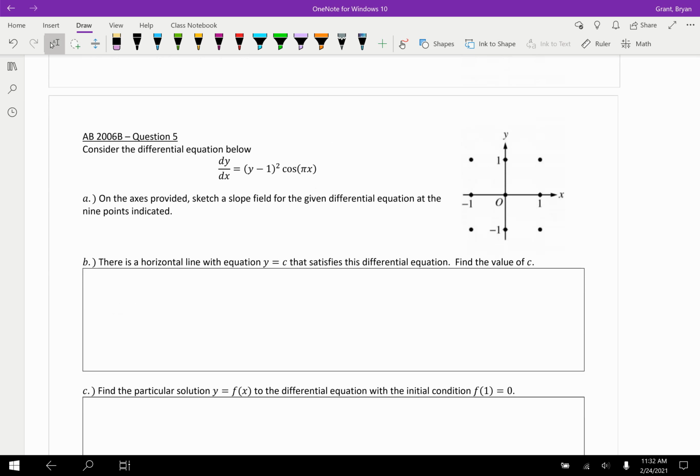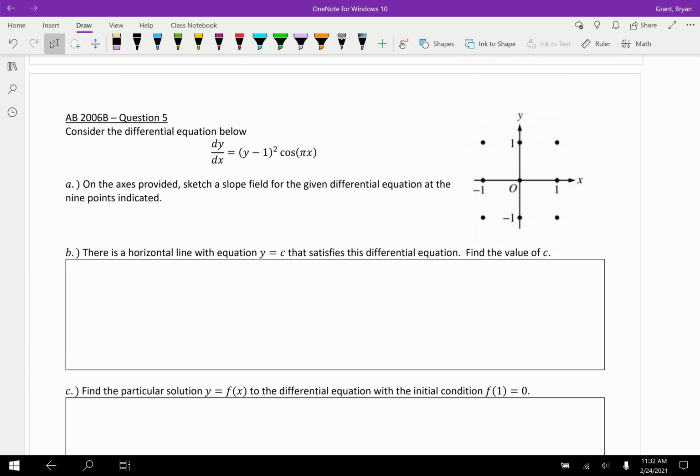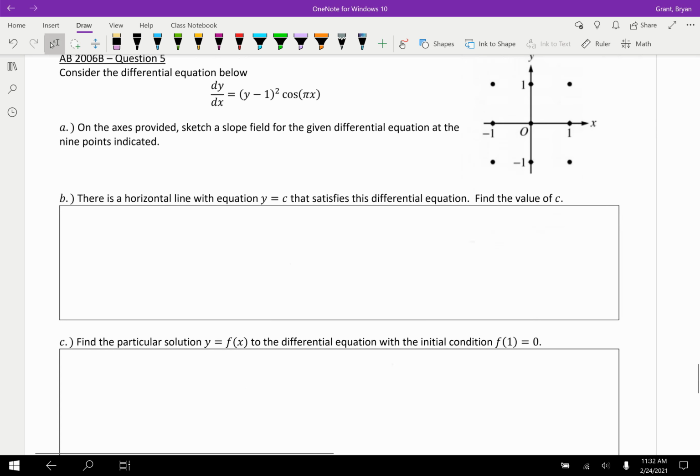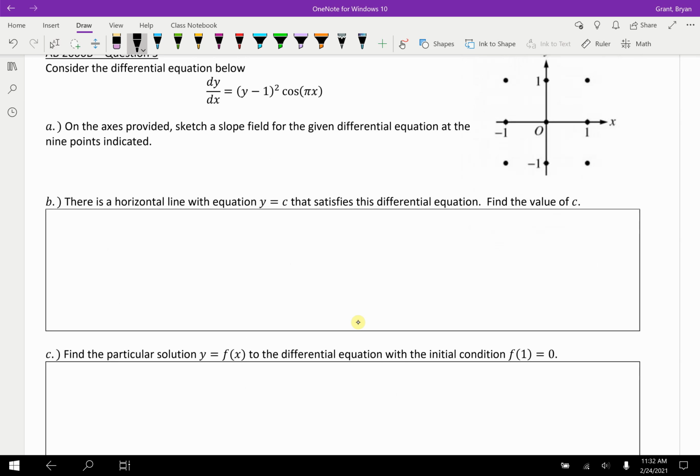Slope field to start, you can do that. There is a horizontal line with the equation y equals c that satisfies this differential equation. Oh yeah, we should probably talk about that one. That's a pretty cool one. So they're saying if you were able to solve this, there is a solution that's just y equals c.